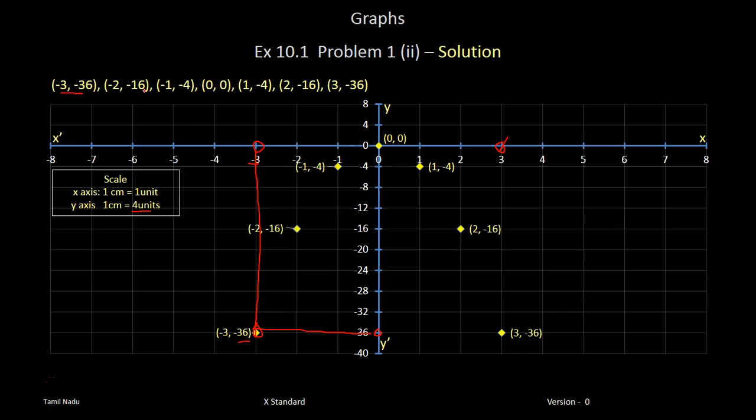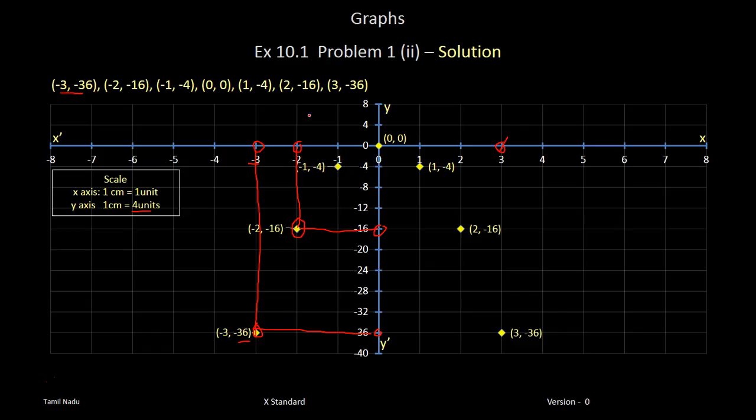Now let's take minus 2, minus 16. x is equal to minus 2, y is equal to minus 16, right? So we go horizontally here and vertically down here. The meeting point is this point, minus 2, minus 16. Next one is minus 1, minus 4. So this is minus 1 and this is minus 4. So this is the point.